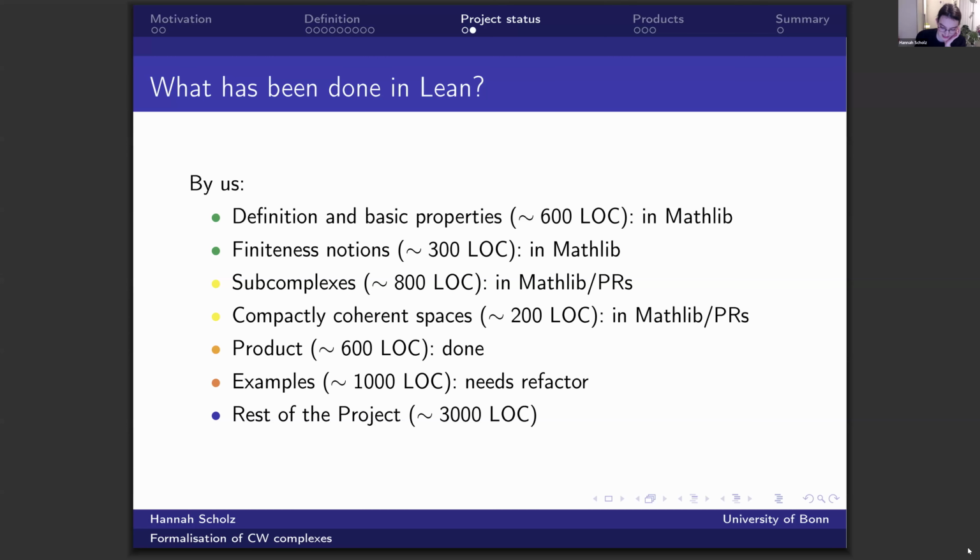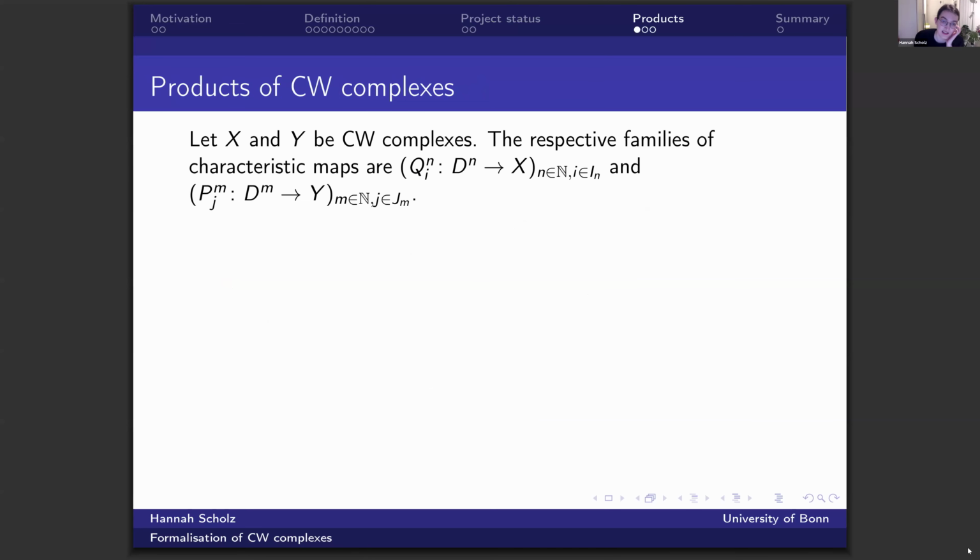So lastly, I promised I would tell you about products. Again, we're now back to absolute CW complexes because the situation looks very similar. So you take two CW complexes, X and Y, and then you've got these characteristic maps, right? And what you would hope for this theorem to just tell you, well, then the product is a CW complex. And unfortunately, it's not that simple.